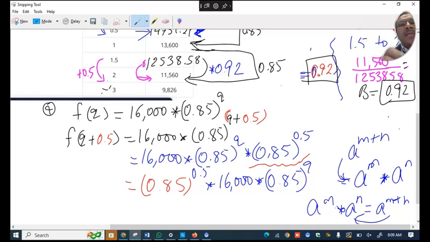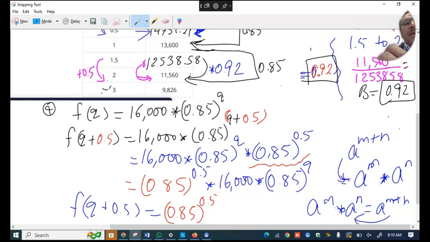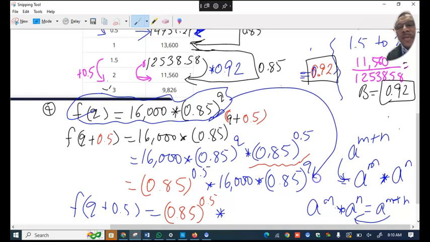And then suddenly you realize that we started with f of q plus 0.5. And then there is a red color factor 0.85, whatever the decay factor, raised to the power 0.5, multiplied by. So this is the same piece as right here. Look at this, which is this piece. See, so it is f of q. So this is f of q. You see that?